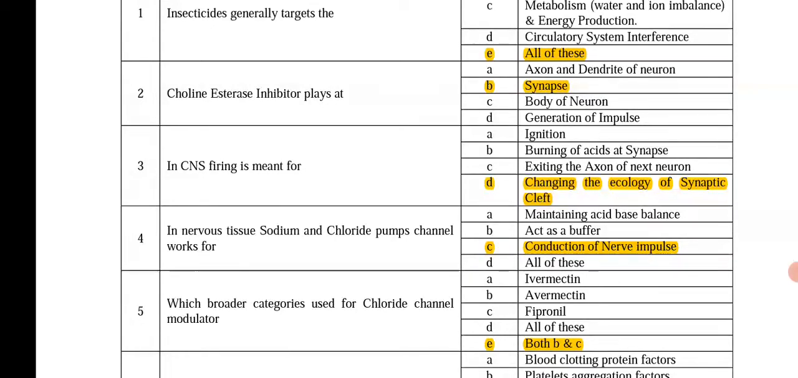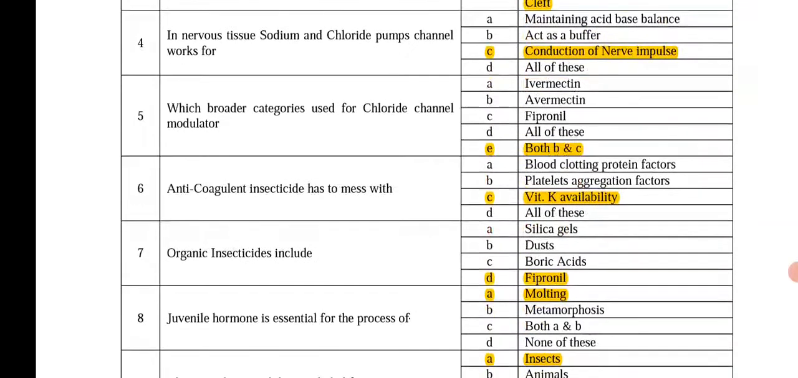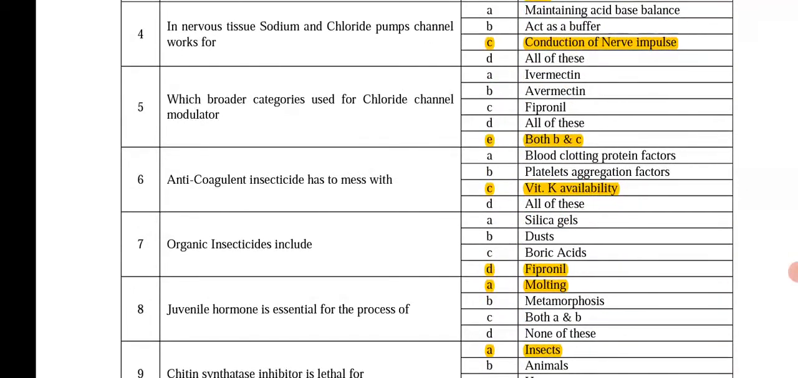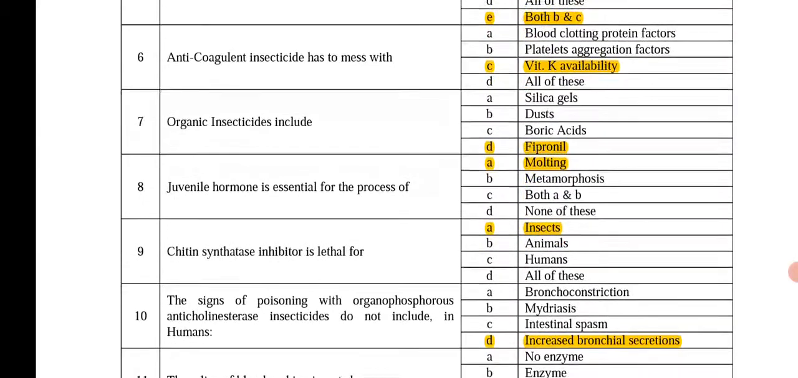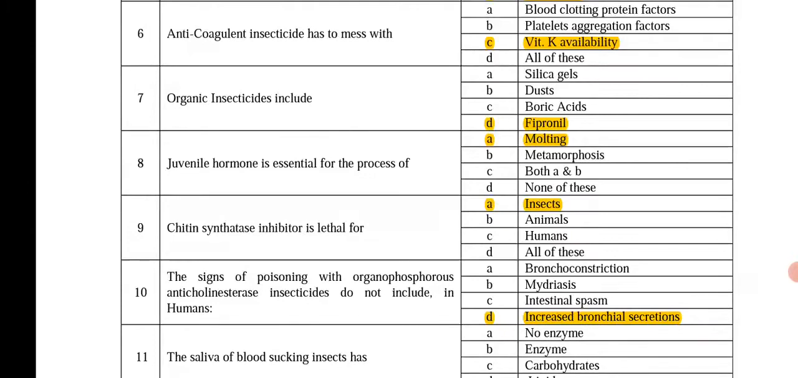In nervous tissue, sodium and chloride pumps and channels work for conduction of nerve impulses. Which category is used for chlorine channel modulation? Both B and C, such as ivermectin and fipronil. Anticoagulant insecticide interferes with vitamin K availability. Organic insecticides include fipronil. Juvenile hormone is essential for the process of molting. Chitin synthesis inhibitor is lethal for insects.